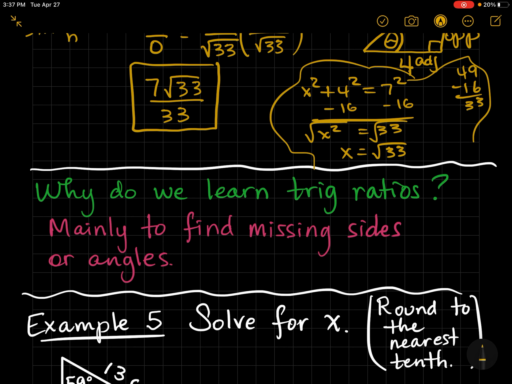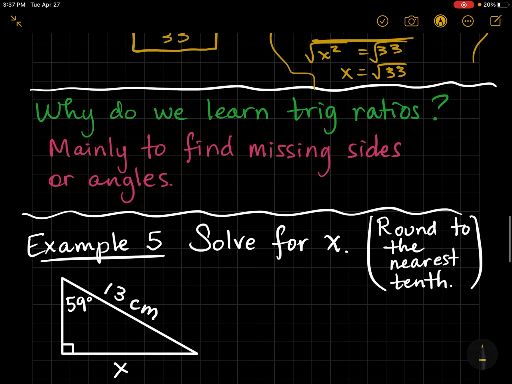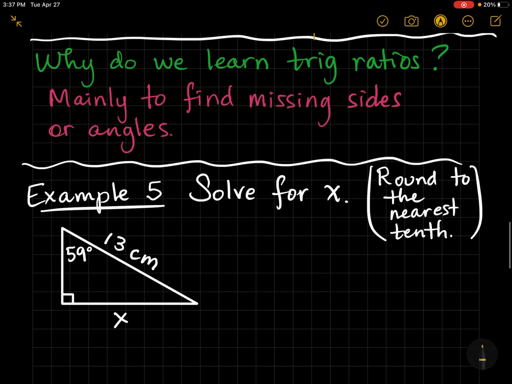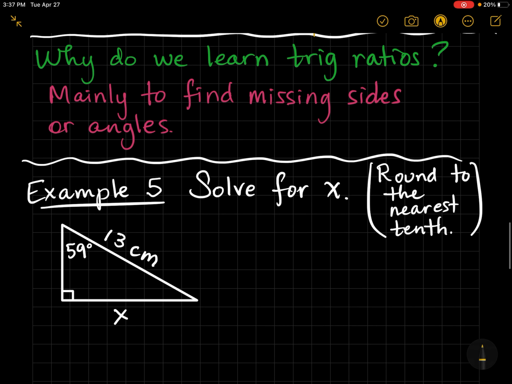Now, why do we need to learn trig ratios anyway? The main reason is to find missing sides or angles in a right triangle or in a triangle. Eventually, we won't stay in right triangles.